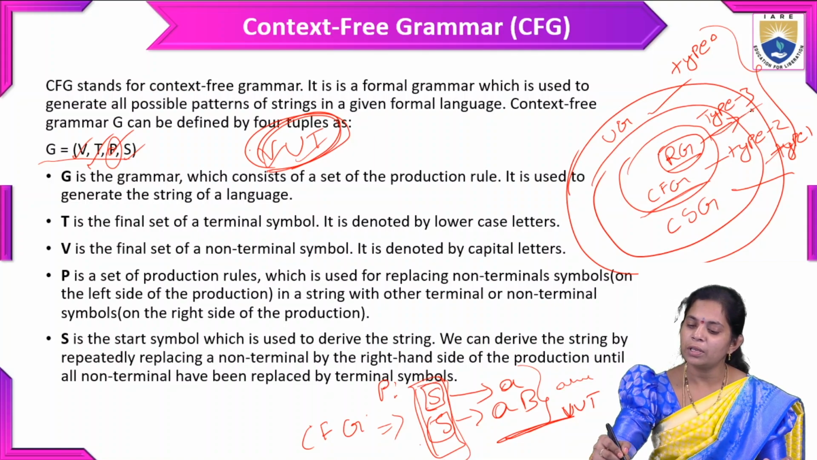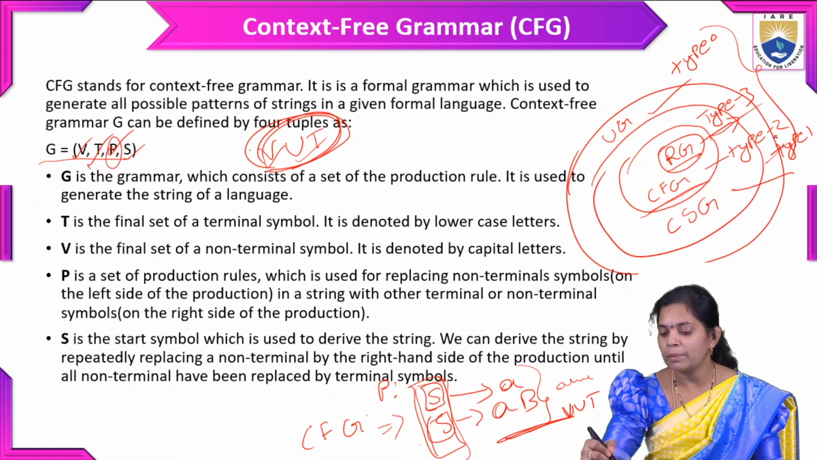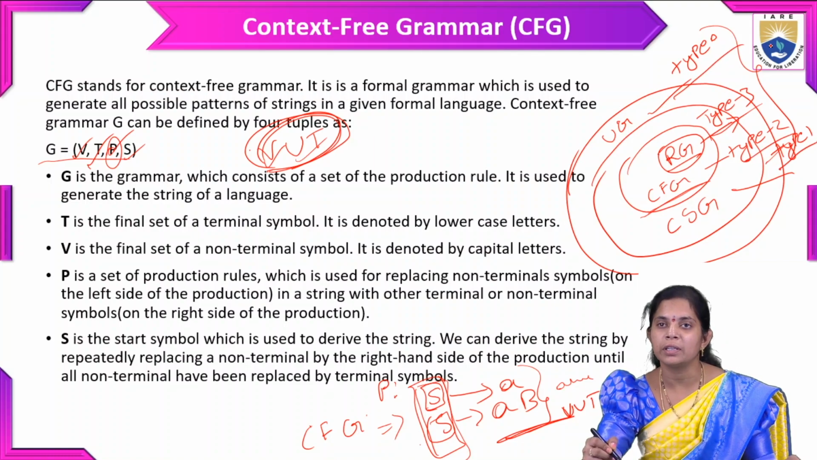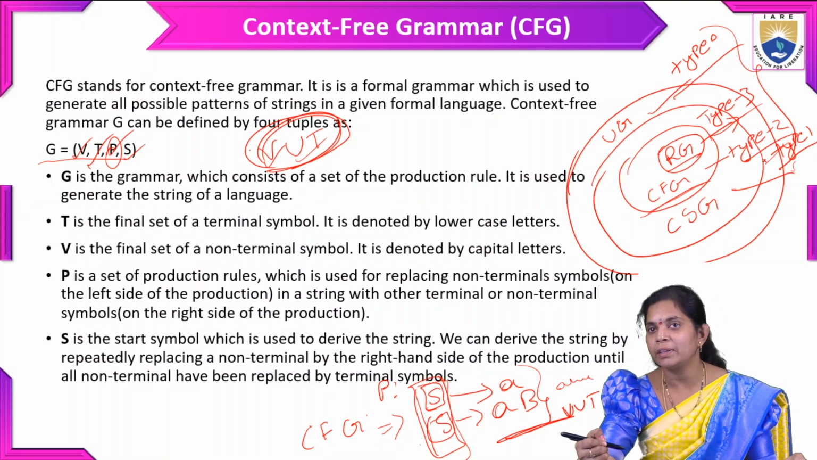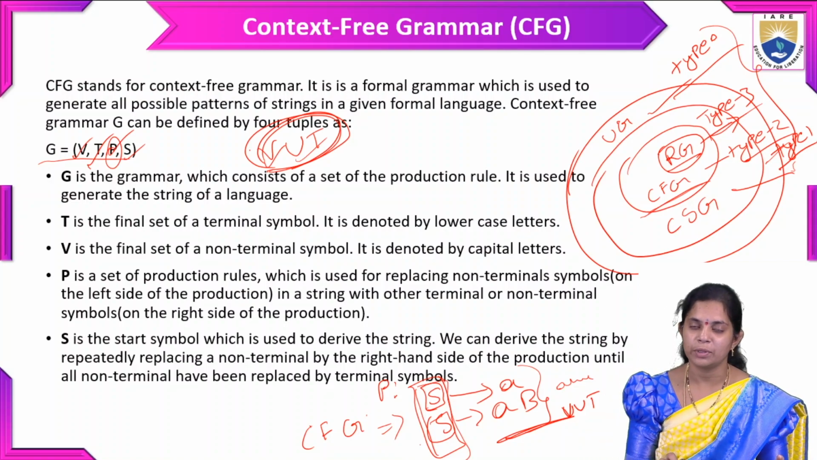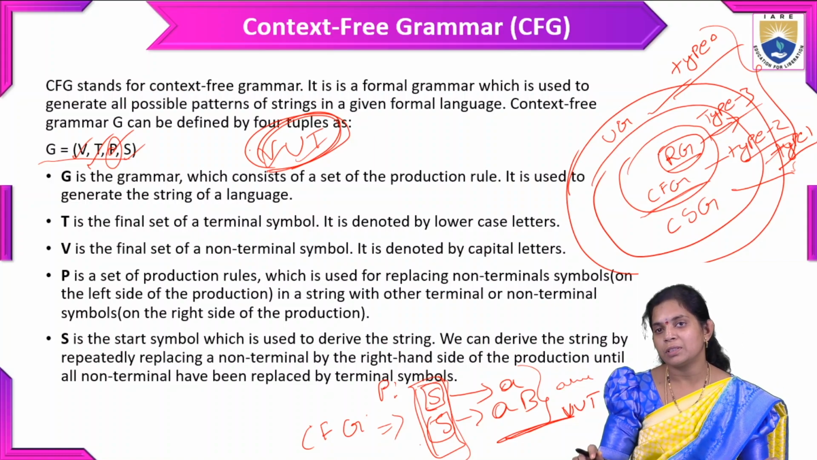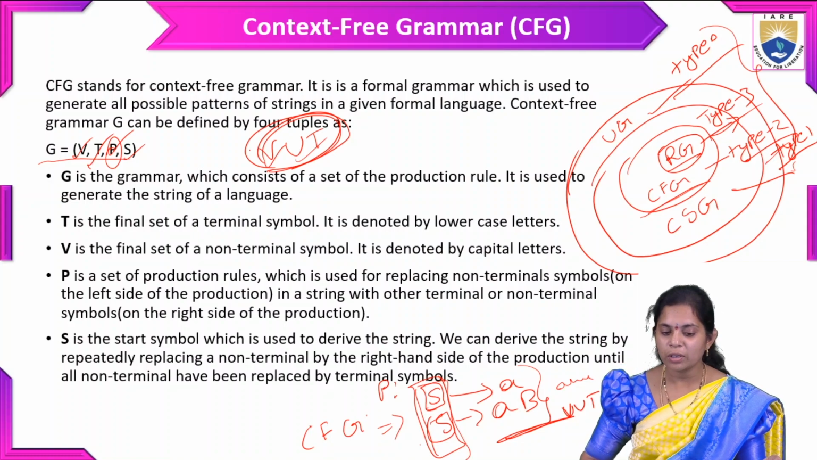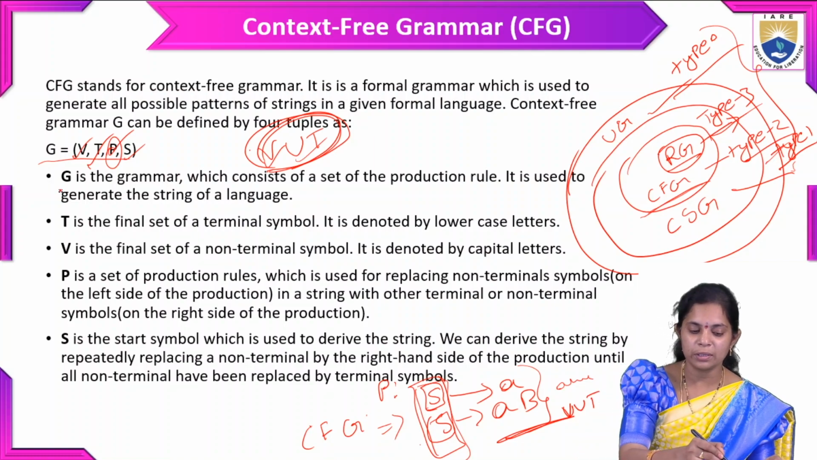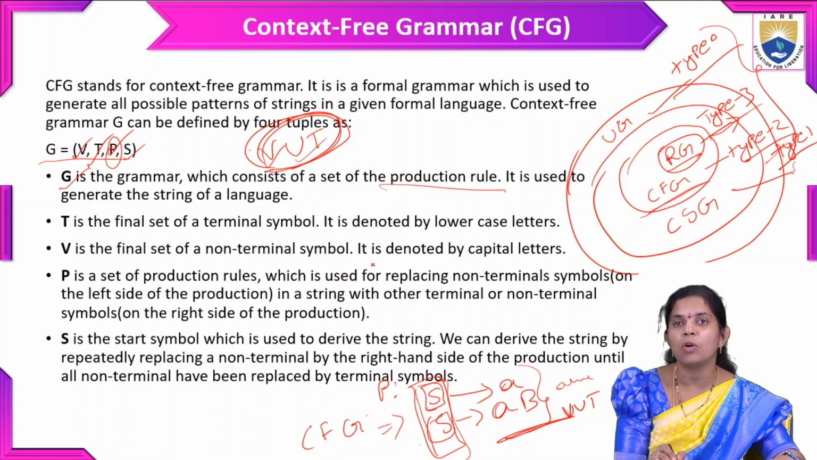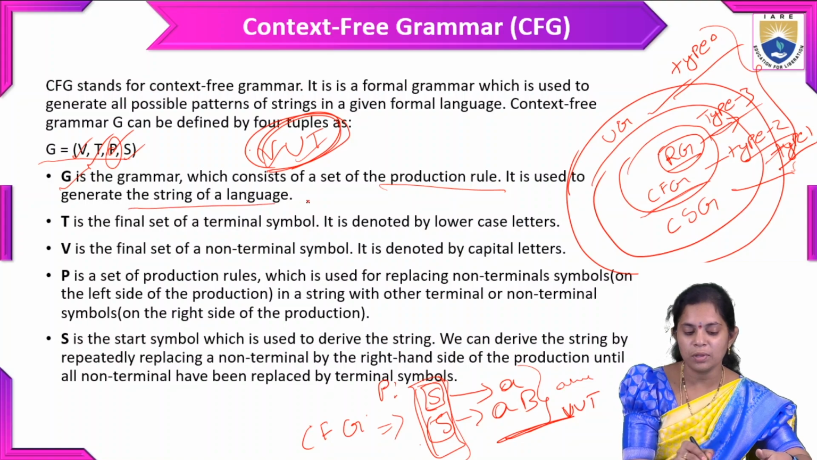Coming to the other grammars, the grammars of type 1 and type 0 are unrestricted. Type 1 has no such limitations on the left-hand side when compared with the context-free grammar. So the types of grammars differ from one another. This is about the context-free grammar. G is nothing but the grammar, which consists of a set of production rules. It is also used to generate the strings of a language.